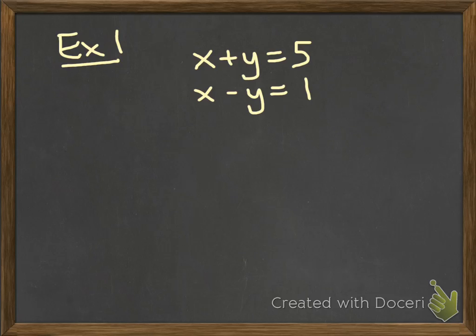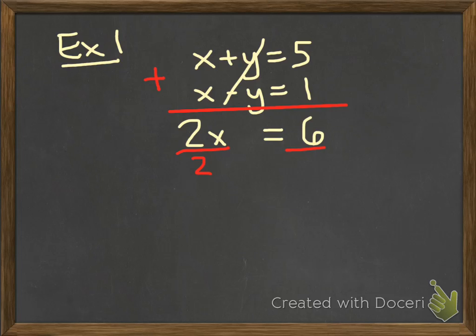So in the addition method, what you're going to do is look for an x or y that when you add them up will cancel out. So we're going to add going down, and when we do that we get x plus x, which is 2x, and then the y's cancel out, equals 6. Divide by 2, and x equals 3.